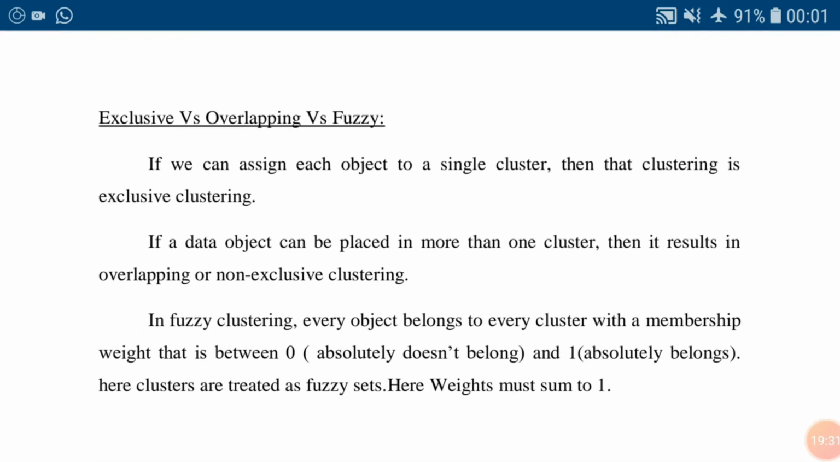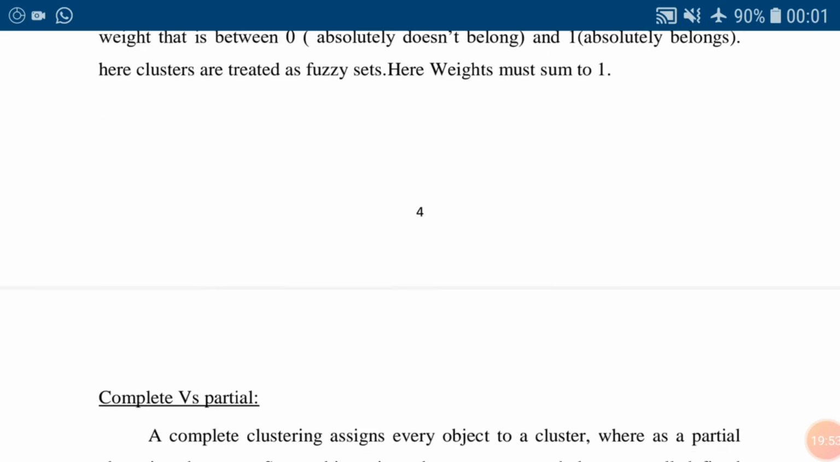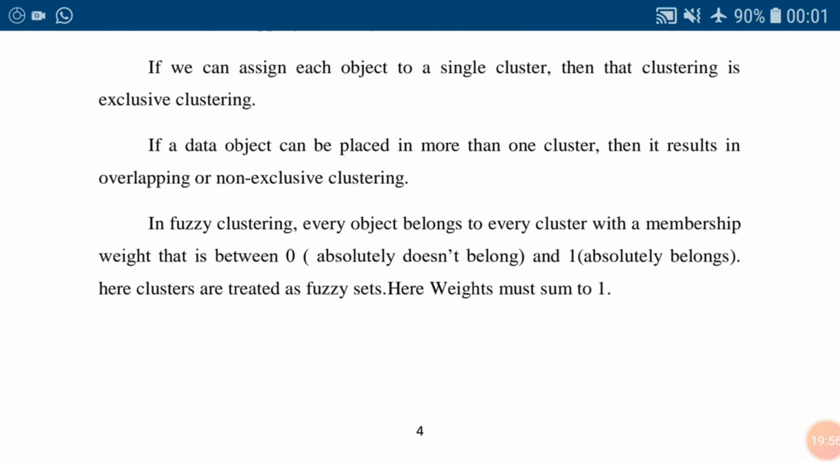Next we will see non-exclusive clustering, or overlapping clustering. If a data object can be placed in more than one cluster, then it results in overlapping or non-exclusive clustering. For example, some data items are divided into one cluster, and other data items are divided into another cluster. If one cluster overlaps with another cluster, then that is overlapping clustering.